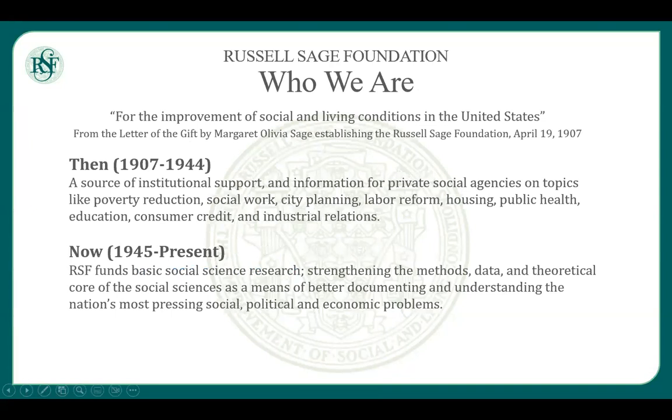So for a little bit of history, the Russell Sage Foundation was actually founded by the wife of Russell Sage, Margaret Olivia Sage, more than 100 years ago in 1907 for the improvement of social and living conditions in the United States. Before World War II, we were focused on a lot of different things that were specific to the United States, like labor reform, housing, and public health. But post-World War II, we transitioned to mostly focusing on social science research and making sure that we push that research forward in terms of advancement.